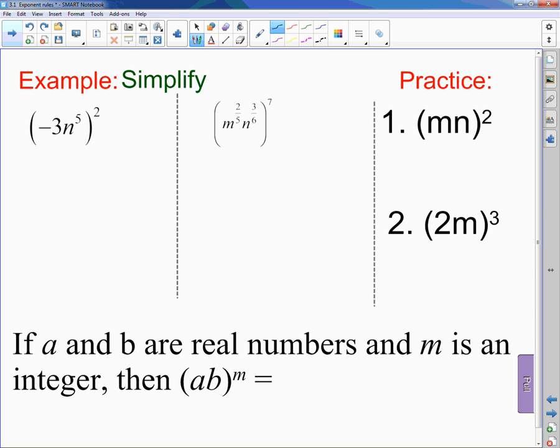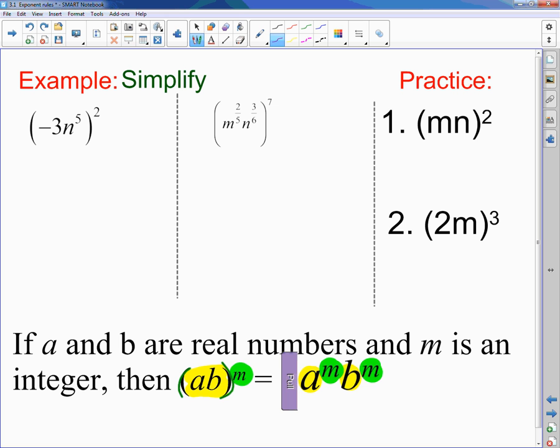Okay, our next example, and we're actually going to start with the rule here. If a and b are real numbers, and m is an integer, and n is an integer, then a times b raised to the m is going to give us a to the m and b to the m. So basically, you just got to make sure that if the m is supposed to go to everything inside the parentheses, that it actually goes to each piece within the parentheses. So let's go ahead and practice that.